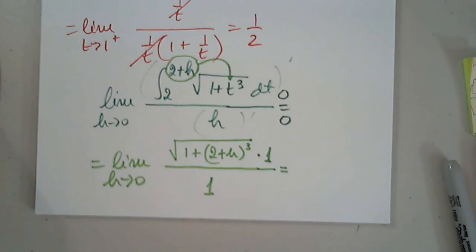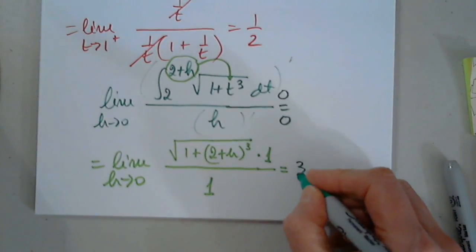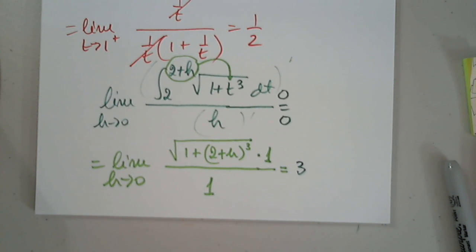So now what do we do next? Do we try plugging in again? Of course. And what do we get? 3. Right? Because it's 2 to the third, which is 8. 8 plus 1 is 9. The square root of 9 is 3. This is it. That's it.